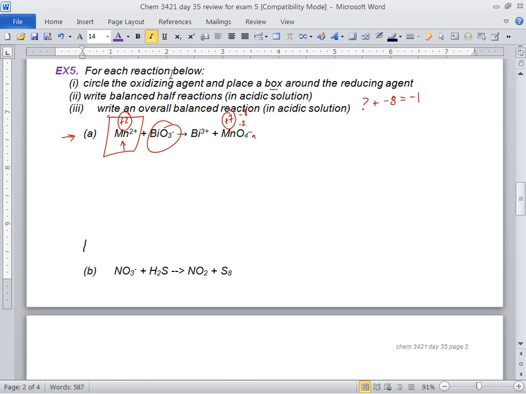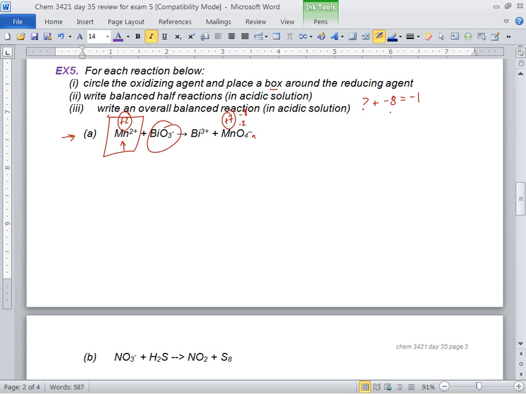Now let's write balanced half reactions. So identify the two. They're not asking you to add them up or anything. They just want 2 balanced half reactions. Well, if you add them up, you get the overall balanced reaction. But oh, it does ask for that in number 3. So write the 2 half reactions, then the overall balanced. It does want all 3. I must have changed that. And it's an acidic solution.